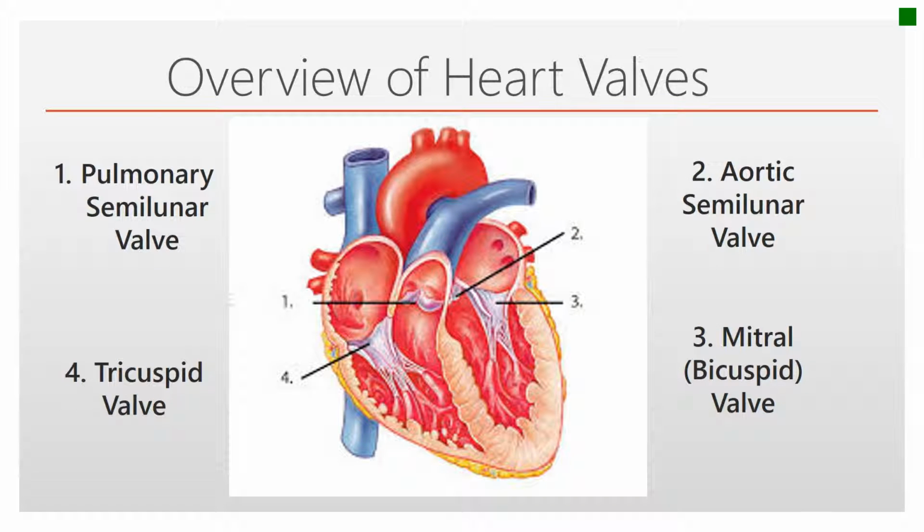So here's just an overview of the heart valves. Number 1 is the pulmonary semilunar valve. Number 4 is the tricuspid valve. Number 2 on the left side of our heart is the aortic semilunar valve. And then there is the mitral valve, which is number 3. I also just want to point out that they're held down by the chordae tendineae.